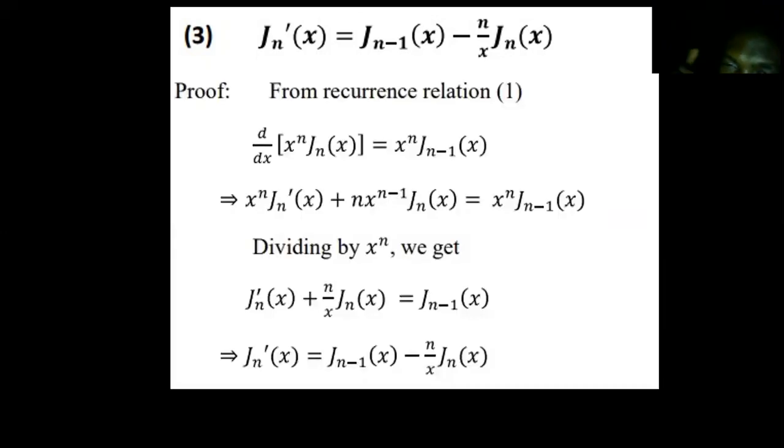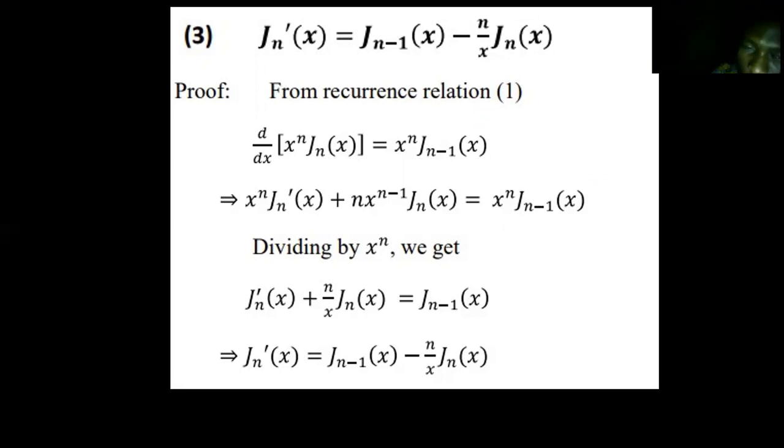I want to show that the derivative of Bessel function of x is equal to Bessel function of n minus 1 minus n divided by x Bessel function of n. Now let's see. From the recurrence formula, the first one we showed, we have noticed that the derivative of x raised to power n, Bessel function of n, is defined as this. Then if I apply the same thing, I can easily say x raised to power n, the Bessel function.